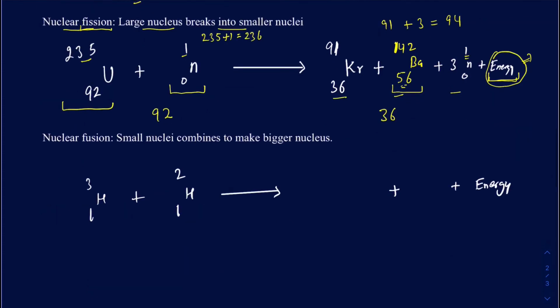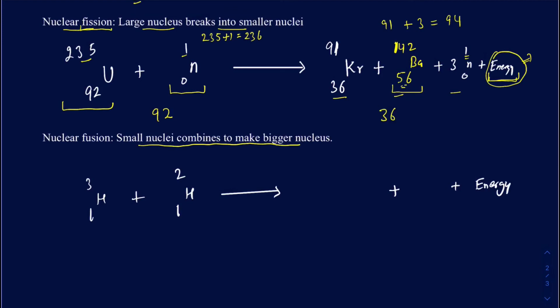What about nuclear fusion? In nuclear fusion, you have these smaller nuclei combining to make a bigger nucleus, or a relatively bigger nucleus. And one of the common examples I want to talk about is what happens inside the core of the Sun. Now remember, the Sun has a lot of hydrogen, and the hydrogen's isotopes combine together to make helium.